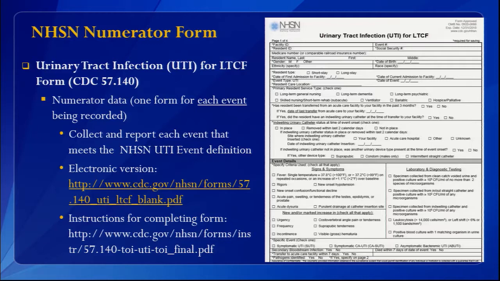Okay, let's talk about the numerator form. Event forms are available on the NHSN website. One form should be used for each event type. So this event that we're looking at is the urinary tract infection form for long-term care facilities. These forms are for convenience for our users, but also know that the forms are designed so that you, the user, are collecting important information that is required to meet the definition that you're trying to meet.